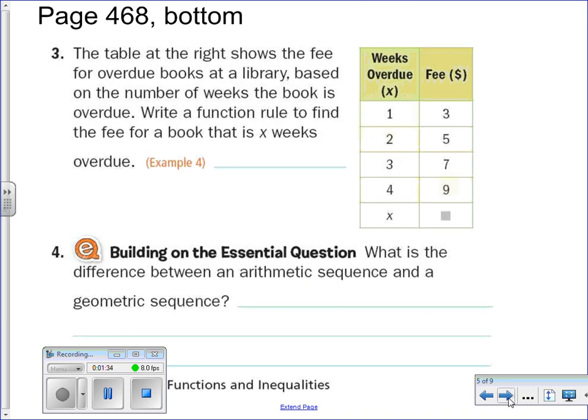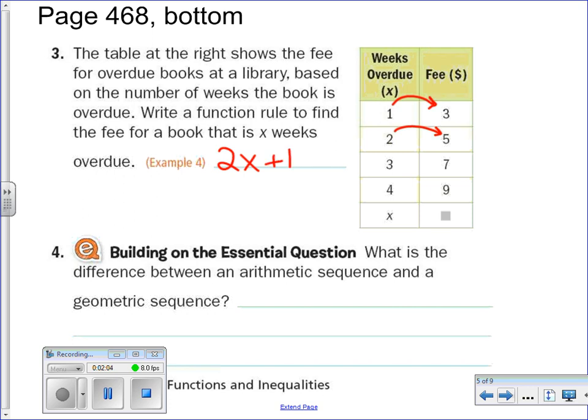All right, page 468. On the bottom, we didn't quite get to this yesterday. Again, we're trying to figure out how can you get from 1 to 3. You think, oh, 1 times 3, but then 2 times 3 is 6, not 5. All right, how about plus 2? 1 plus 2 is 3. But 2 plus 2 is not 5. So it's got to be both, right? It's got to be both. This one turns out to be 2 times x plus 1.